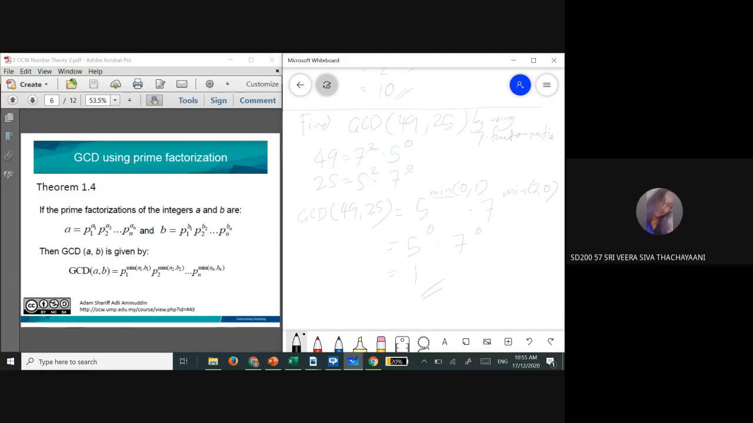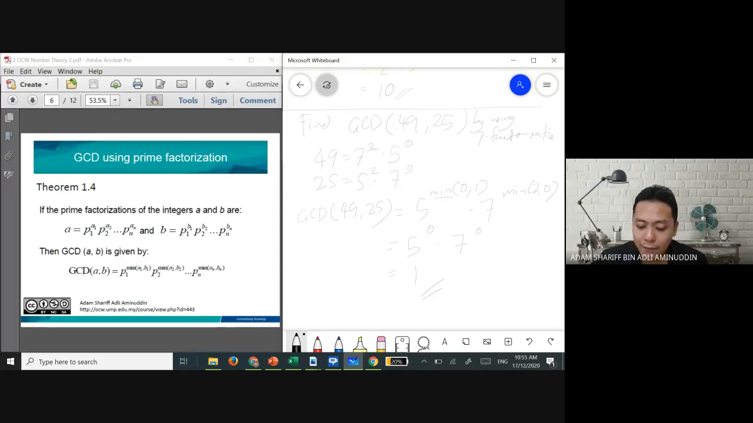The GCD, Sir, yeah, why is 5 minimum 0, 1? Why 5, 2? Thank you. Saya tak nampak. 5 minimum 2, okay. 0 2, okay, saya double check. Minimum 2 0. Minimum between 0 and 2 is 0. Thank you.